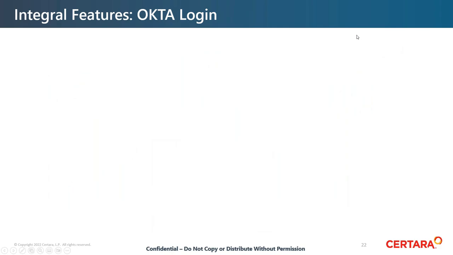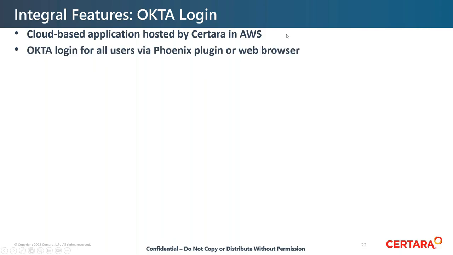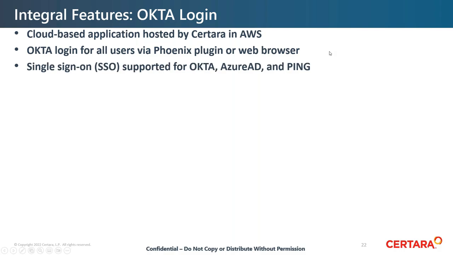Okay, another feature of Integral: when users interface, it doesn't matter how, through Phoenix, the web browser, or the client app, there is an Okta login. Integral is a cloud-based application hosted by Certara in AWS. It has an Okta login system for all users via any of the methods I described. We do have support for single sign-on, and we can work with you to configure Integral to communicate between our Okta, which is what Integral uses, and then your on-prem single sign-on federation, which could be Okta, Azure AD, or Ping.